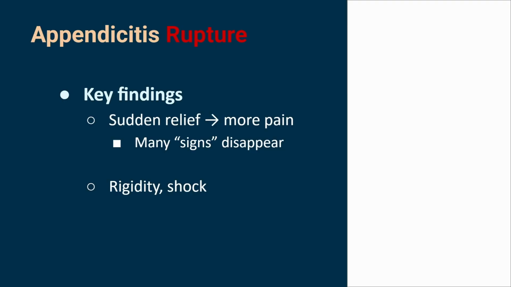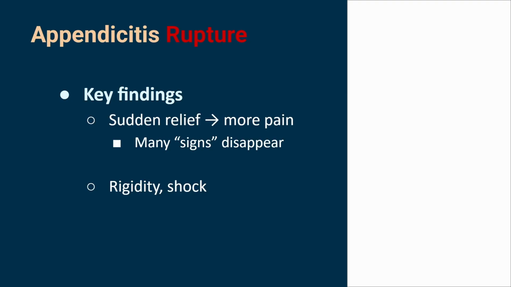Now, a key finding of appendix rupture, which is the most lethal stage, is the sudden relief that gradually develops into pain again. This is, I called because I just felt so much pain. And by the time the EMS gets there, they're like, actually, I don't feel much pain. I'm just dizzy. Are they getting better or worse? You see what I'm saying?